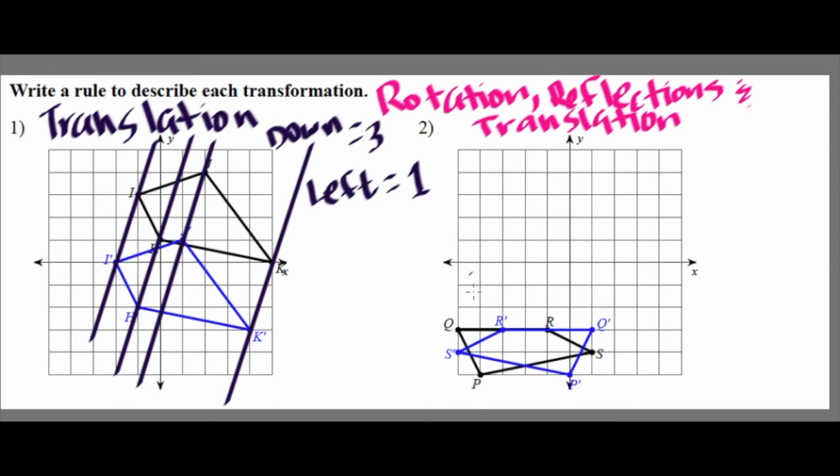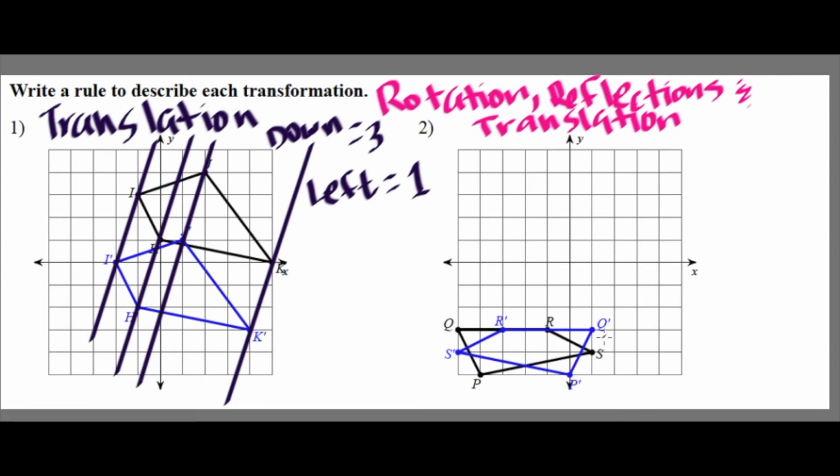For number 2, I have my new image in blue. I have my original image in black. I notice that these two are overlapping. But I also notice that the Q and Q prime, it was originally on the left, now it's on the right. P was originally on the left, now it's on the right. S was on the right, now it's on the left. Just by looking at it, it looks like it might be a reflection.